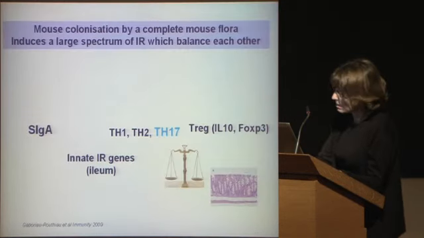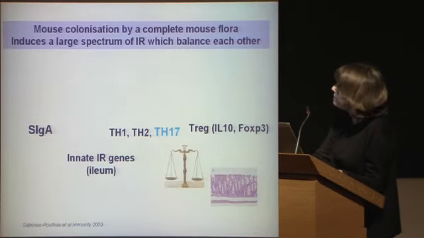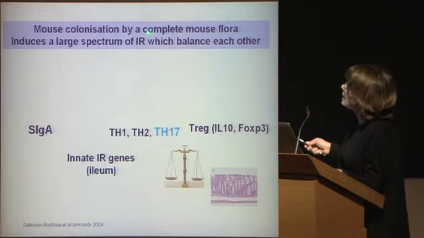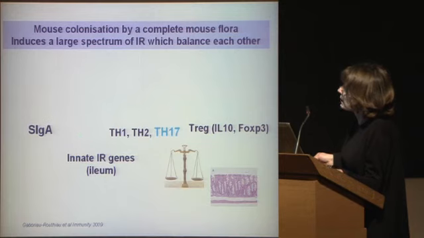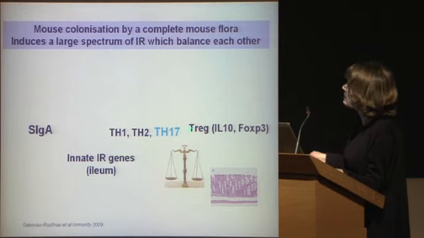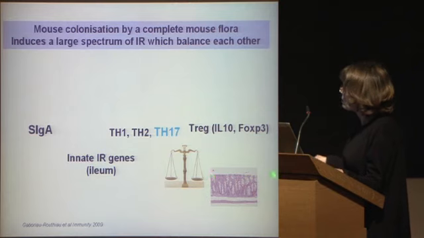So clearly, colonization by a complete mouse flora induces a large spectrum of immune responses which balance each other, including secretory IgA, innate genes, at least in the ileum, and a spectrum of Th1, Th2, Th17, and Treg responses, which again balance each other and maintain the homeostasis in the tissue.